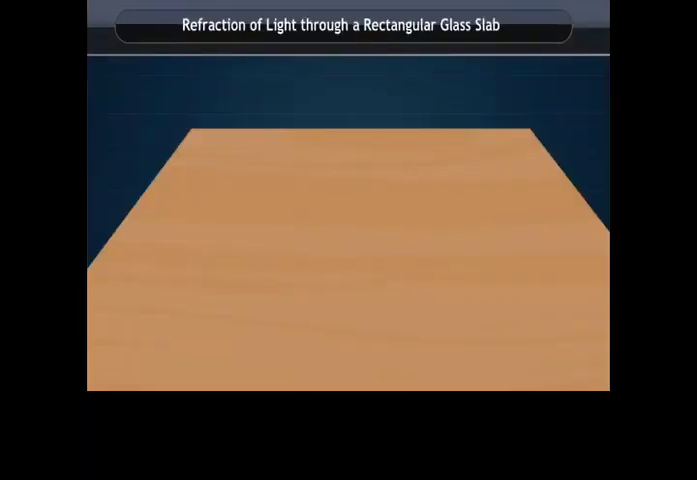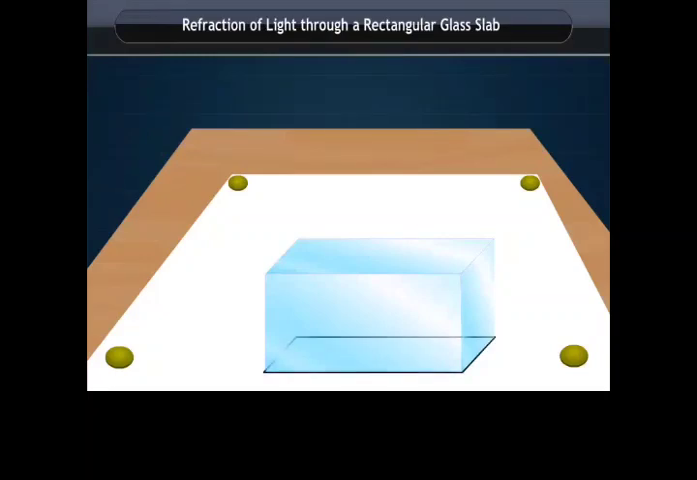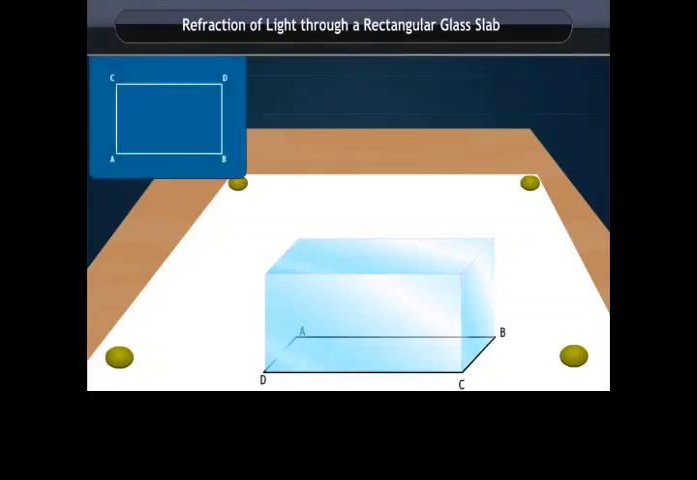Refraction of light through a rectangular glass slab. Let us explain the refraction phenomenon by a rectangular glass slab. Fix a sheet of white paper on a drawing board using drawing pins. Place a rectangular glass slab over the sheet in the middle. Draw the outline of the slab with a pencil. Let us name the outline ABCD.